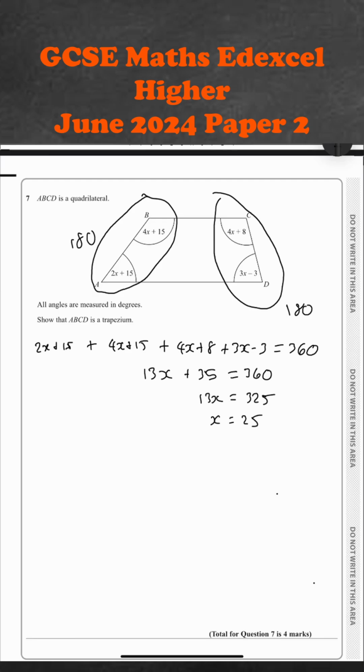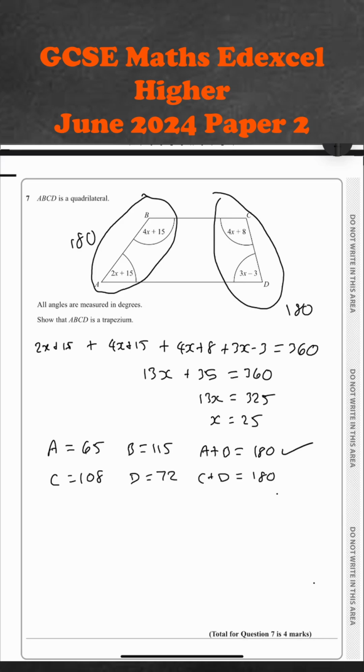Now we'll do a check. Angle A is going to be 65. Angle B is going to be 115. A plus B is 180, which we wanted. Angle C is going to be 108. And angle D is going to be 72. C plus D is 180, which is also what we wanted. Therefore, ABCD is a trapezium.